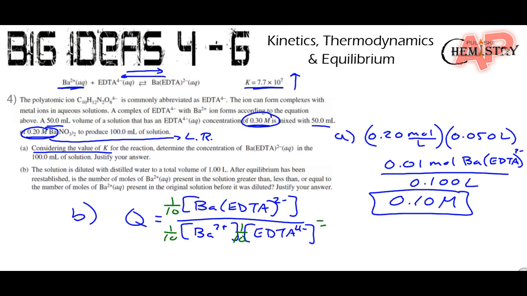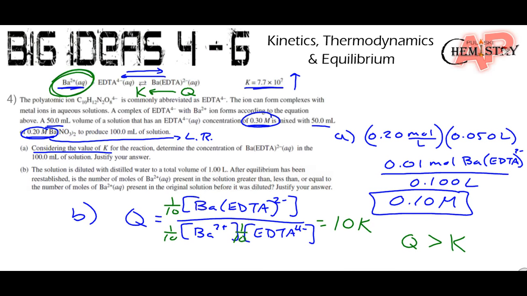Right? That's what's happening. So ultimately, the value of my Q will be 10 times my initial K. What does that mean? It means my Q is going to be greater than my K by 10 times the amount. So if I think of K here and now my Q is larger, it's got to drive back to reach equilibrium. I'm driving it back to the left, so I'm going to make more.